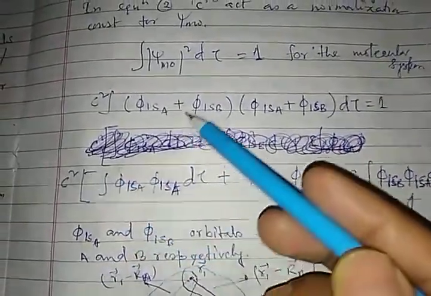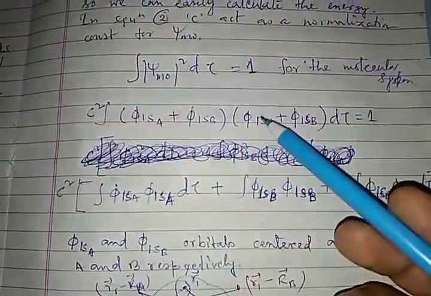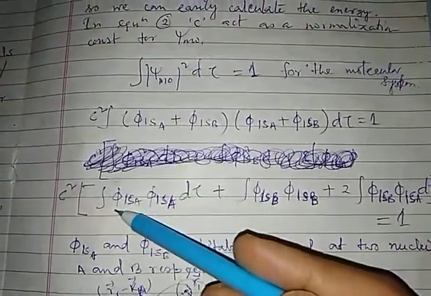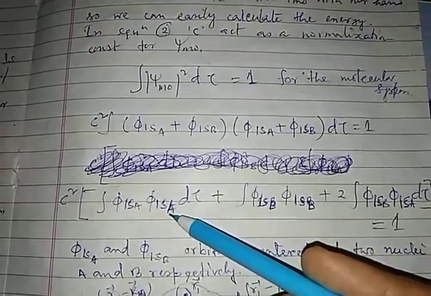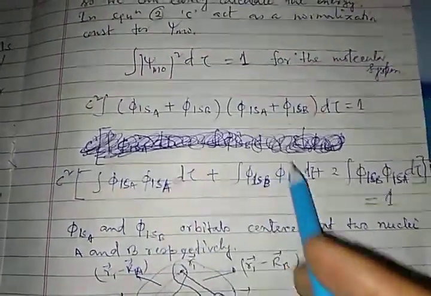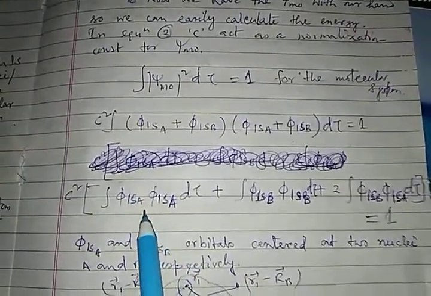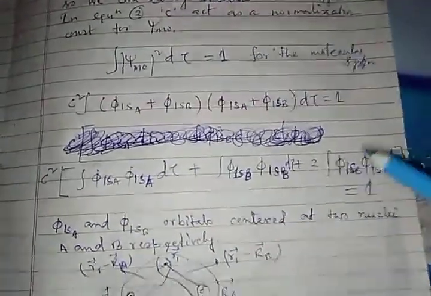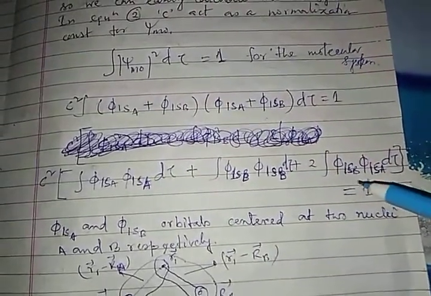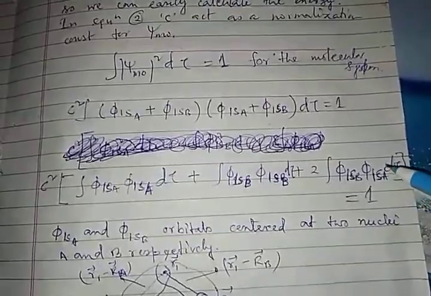Now if I separate this, I will have three integrals. The first integral involves phi 1s A, phi 1s A d tau. The second is phi 1s B, phi 1s B d tau. Now this integral and that integral are similar to the normalization for phi 1s A, so that will give out 1 and 1. Now the third term will be 2 times the integral of phi 1s A into phi 1s B d tau, that will be 1.